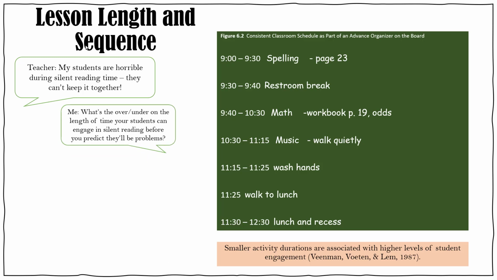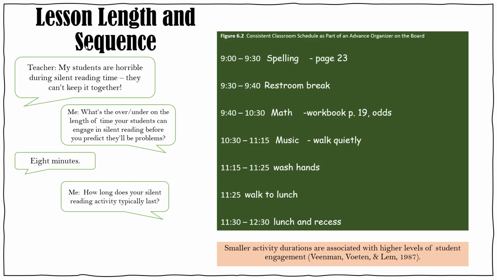And you say, what's the length of time that your students can engage in silent reading before you predict there'll be problems? And the teacher says 8 minutes. And then you ask, how long does your silent reading activity typically last? And they say, about 25 minutes every day. Well, you can see from this conversation, the teacher knows that my kids can really only stay quiet for 8 minutes, but I've scheduled silent reading time for 25 minutes every day. And so this is not setting your students up for success.